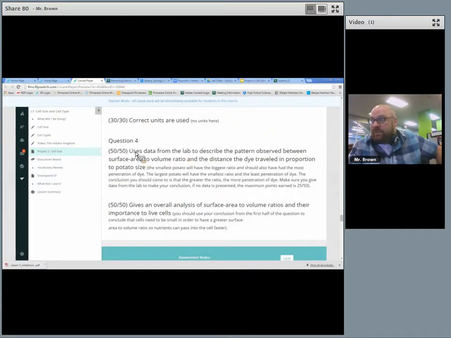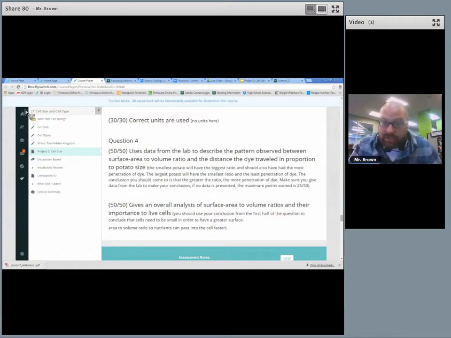Use the data from the lab to describe the pattern observed. So we just went over that. As the cells increase in size, they don't absorb as much dye, as much food coloring, as smaller ones. And as that applies to cells, they must remain small to be able to absorb nutrients more efficiently and in a quicker manner. All right. So that is that portion.